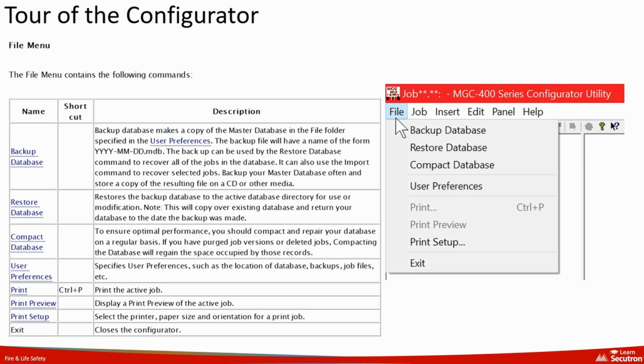The File menu of the MR-400 Configurator has functions for database management, user preferences, and printing. Options include backing up and restoring the database, compacting it for performance, setting user preferences, and managing print jobs. The utility provides a straightforward interface for maintaining and managing the system's database and user settings.